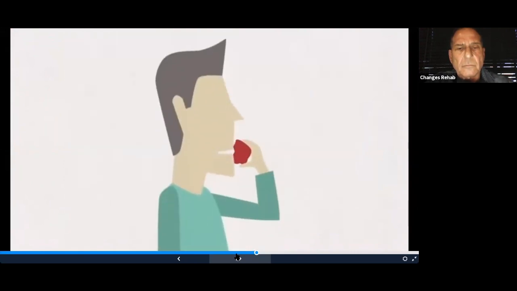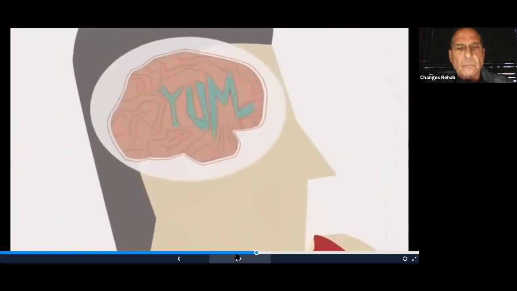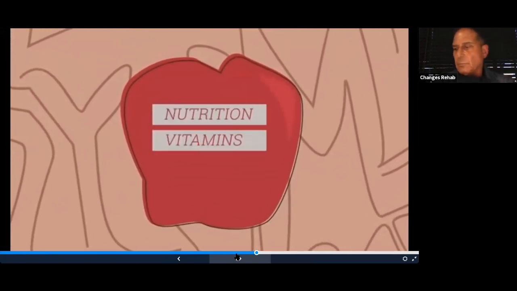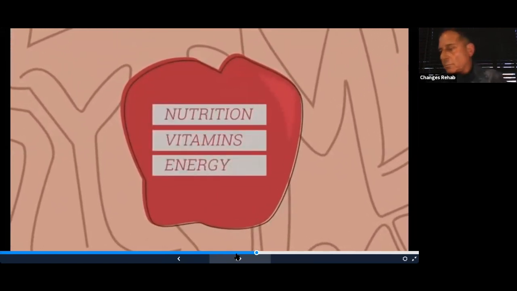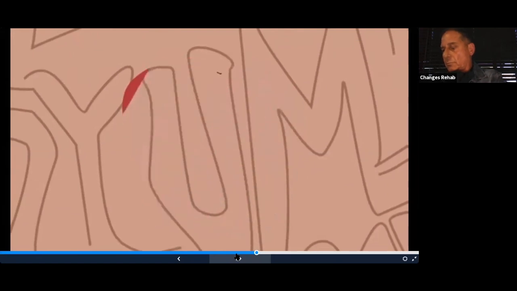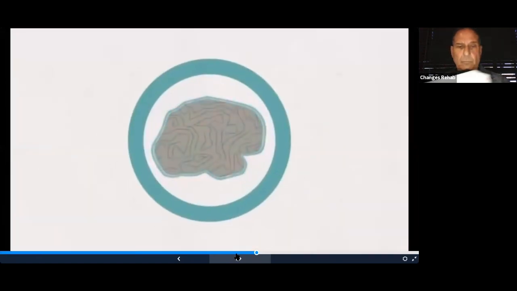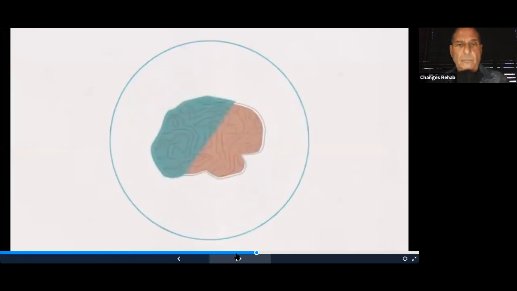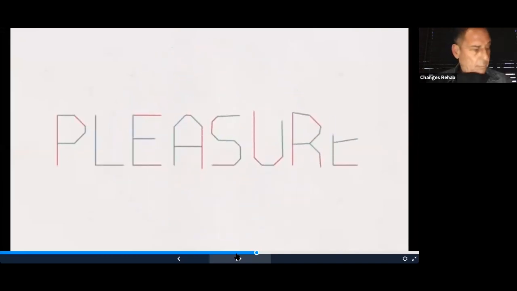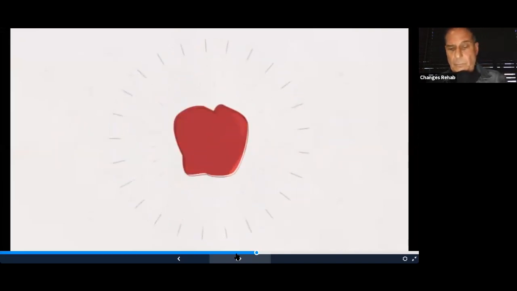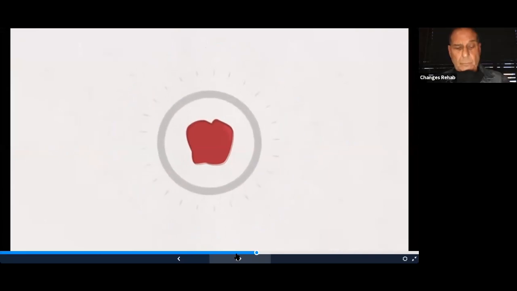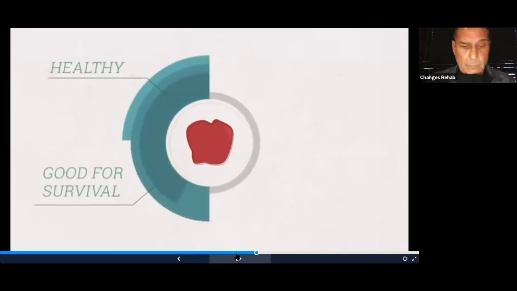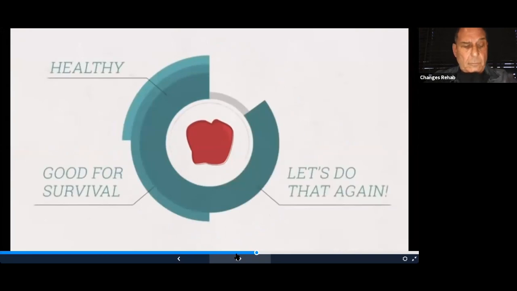When you bite into an apple, your brain says, yum. Your brain recognizes that this apple is good for you. It has nutrition, vitamins, and gives your body the energy it needs to survive. Whenever the brain recognizes something that's good, it releases a chemical called dopamine. Dopamine causes you to experience pleasure. It's what makes you feel good, like when biting into an apple. The brain releases this dopamine in order to teach the body that this is healthy and good for your survival, and that it should remember to do it again.